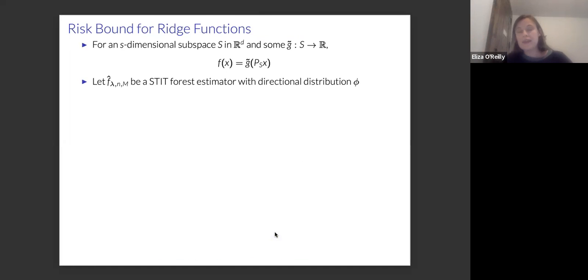But in practice, we don't know this. So the result that we obtained is to model a situation where, as we gain more data, we're learning the relevant features along which we want to split.